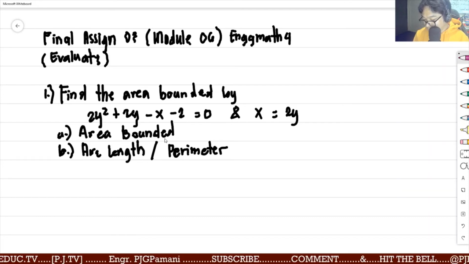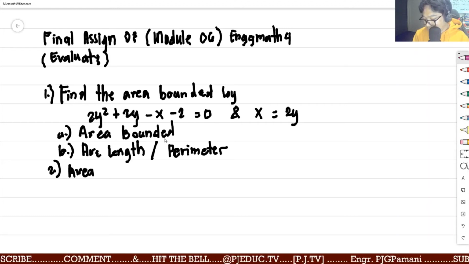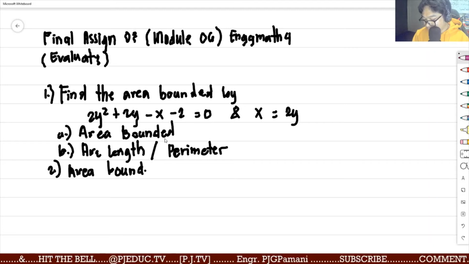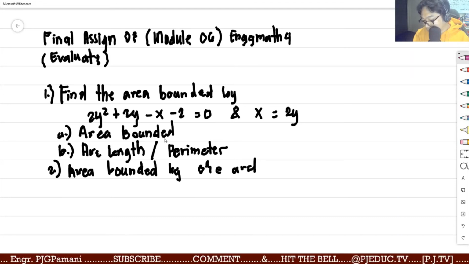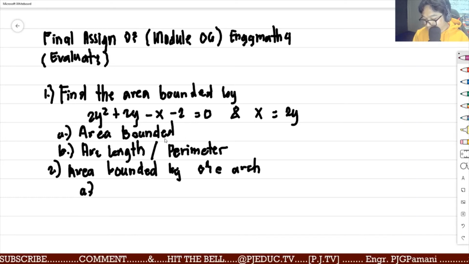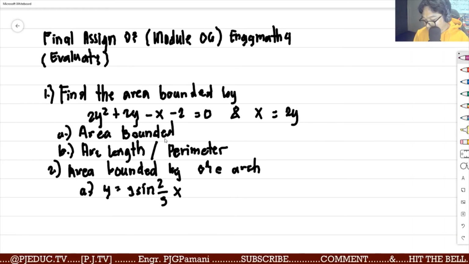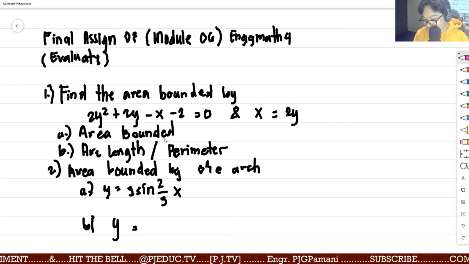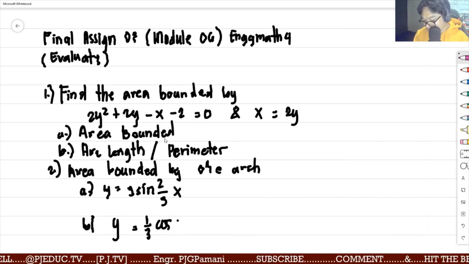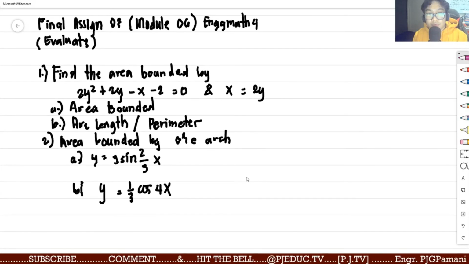Okay. Then number 2, area bounded by 1 arc. For letter A, y is equal to 3 sine 2/3 x and B is y equal to 1/3 of cosine 4x. Parehas lang nung example yan, na binaliktad ko lang yung type of curve.